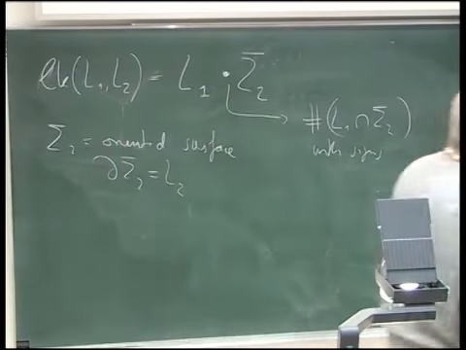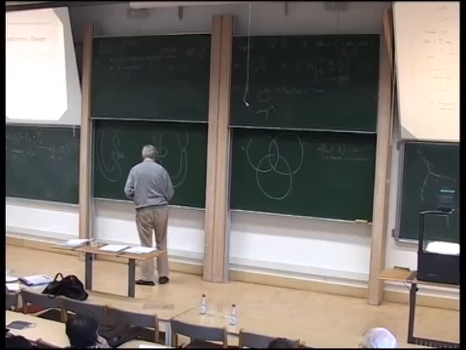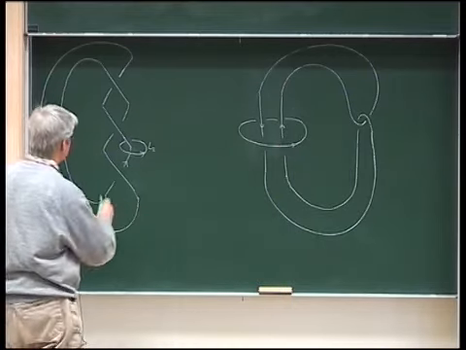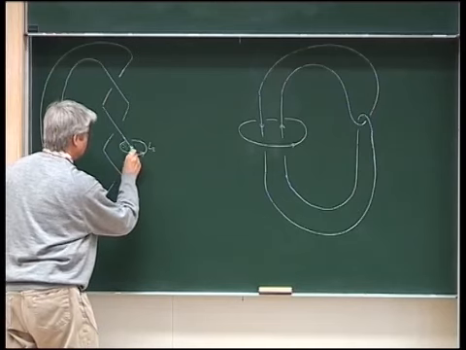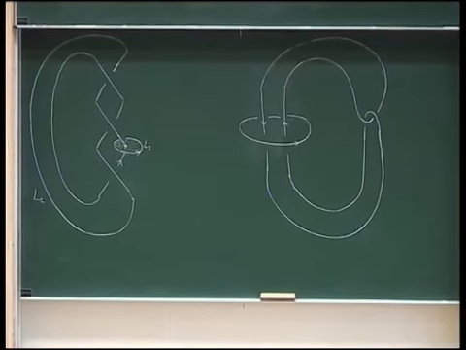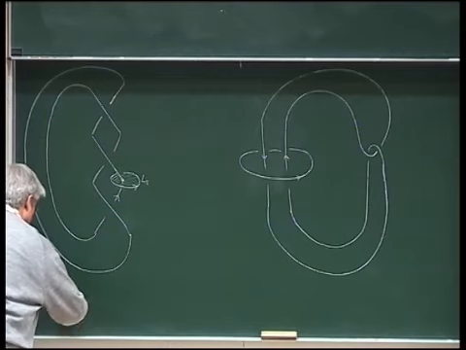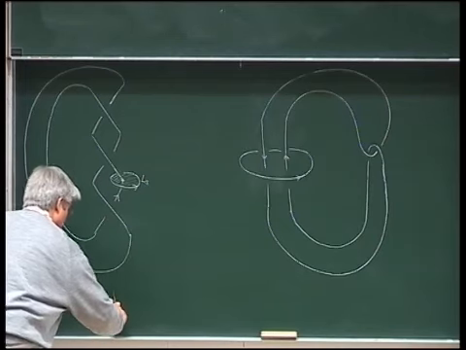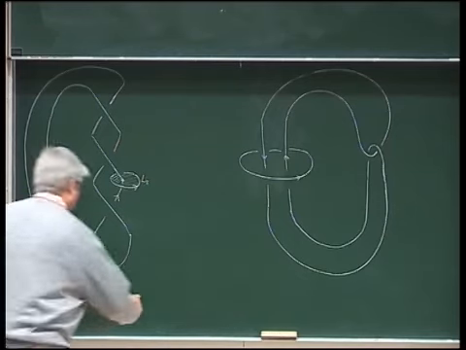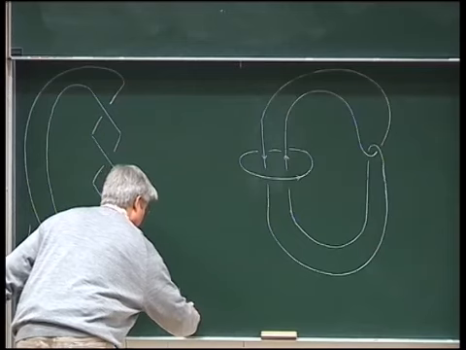So here would be an example. L1 is this trefoil knot. L2 has been drawn there. I will try to draw the surface for L2. Well, this one is not so hard. There's just one intersection point right here. And this intersection point has a sign. And in this case, I have the linking number of L1 and L2 is equal to +1. And this is symmetric. So this is actually the linking number of L2 and L1.